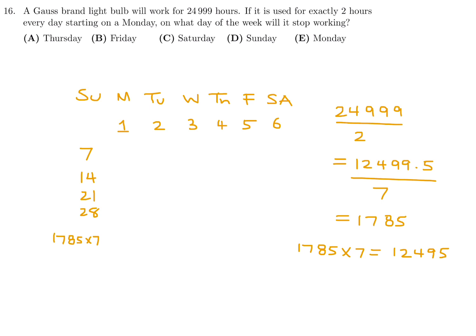12495. That's how many days. And each of those days, I use 2 hours of the light bulb. So I got to multiply that by 2. And when I multiply that by 2, I get 24990. So we started with 24999. I've consumed 24990. So I have 9 hours left. So 2 hours here, 2 hours here, 2 hours here, 2 hours here, and the 9th and last hour there. And that's it. And that happens on a Friday. So number 16, the answer is B.